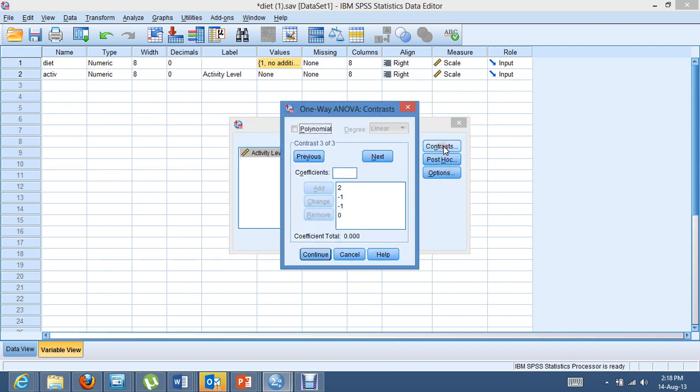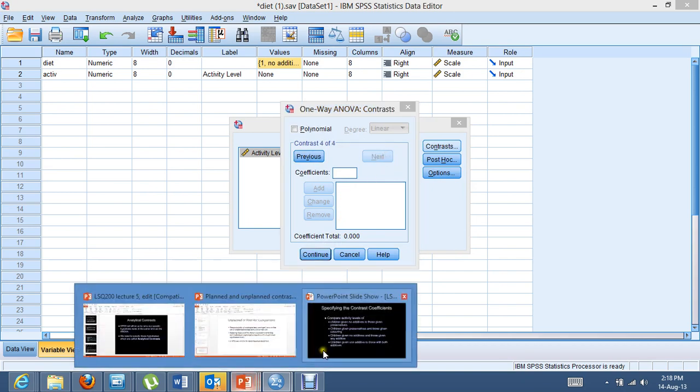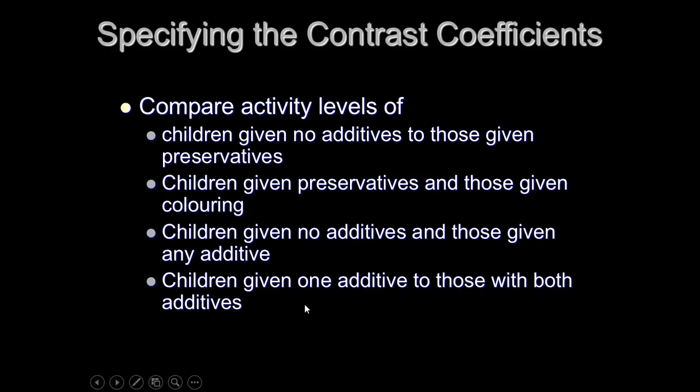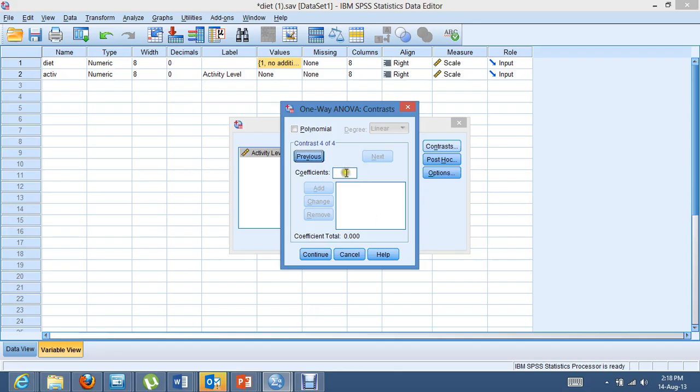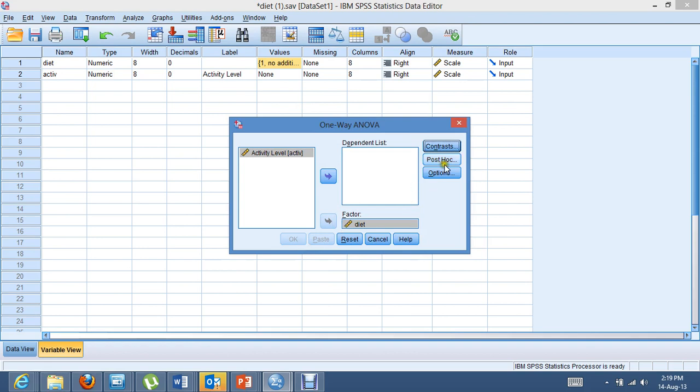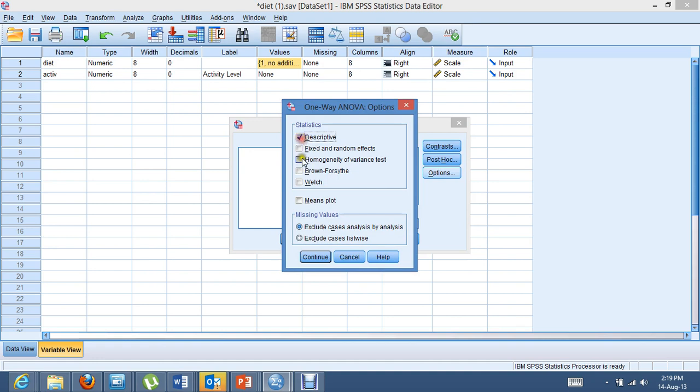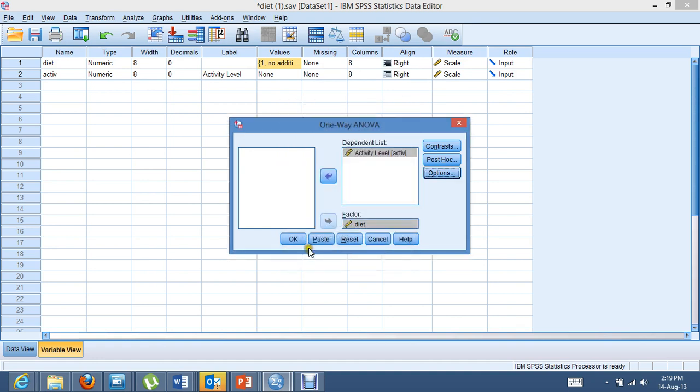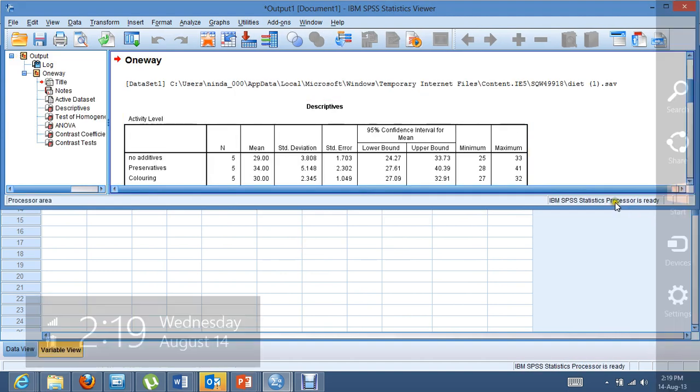Oops, and then I forgot to specify the final one, which was children given one additive to those with both additives. So that's group 2 and 3 to group 4. So group 1, the no additives group, isn't in it, and then group 2 was one additive. Group 3 was one additive, so they're both being compared to group 4, which was both additives. So that gets a -2, so the contrast coefficients add up to 0. We press continue. Activity level's not in the DV box for some reason. Go to options, always ask for descriptives and homogeneity of variance test. We press OK, and we get our results.